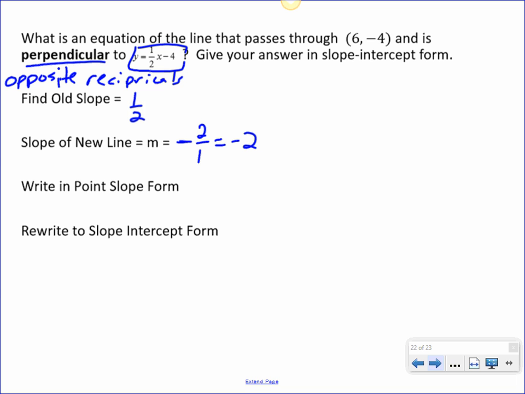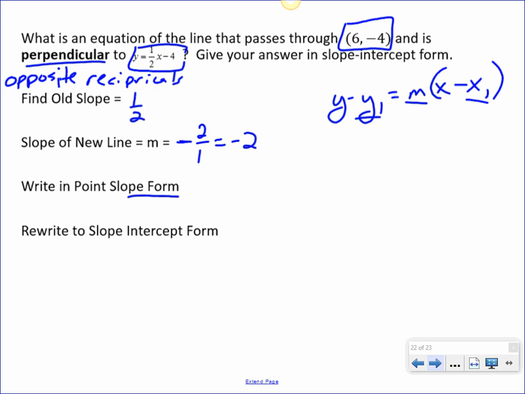Okay, so now we're going to write our new equation in point slope form, which is y minus y1 equals m times x minus x1 again. These three things are getting replaced. Here's a piece of the puzzle. So I'd have y minus the y value. The y value in this case is a negative 4. So I'll write it like this. Equals the m, which is a negative 2. And then x minus the x value, which is a 6. Okay, so there would be point slope form.